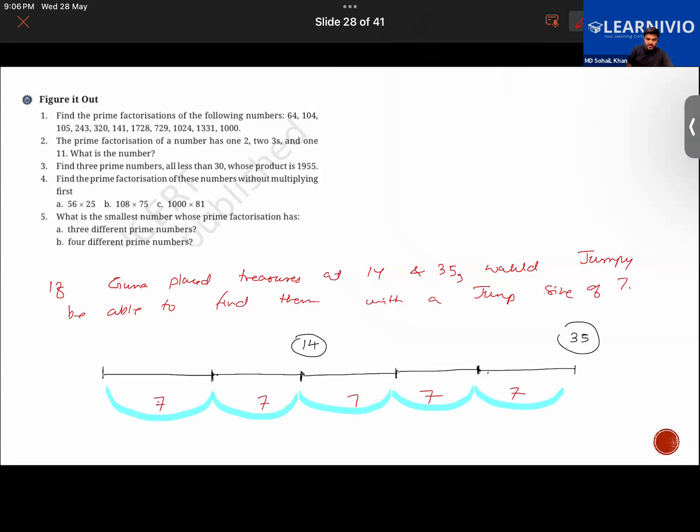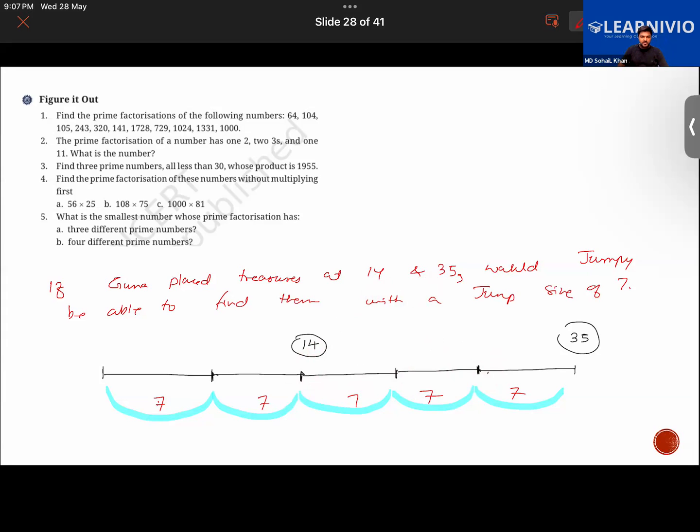So will he be able to reach the treasures located at the numbers 14 and 35 if he takes the jump of 7? What do you guys think? Yes, Jumpy can actually reach the treasures located at 14 and 35 because both 14 and 35 are multiples of 7. 7 twos are 14, 7 fives are 35. That is the reason here. Hope it is clear to you.